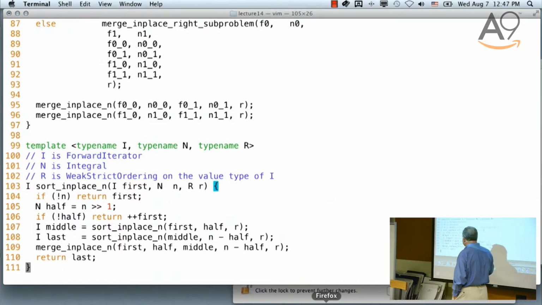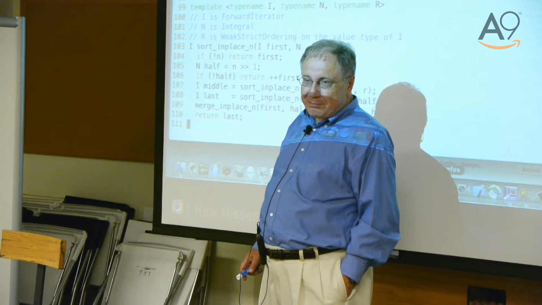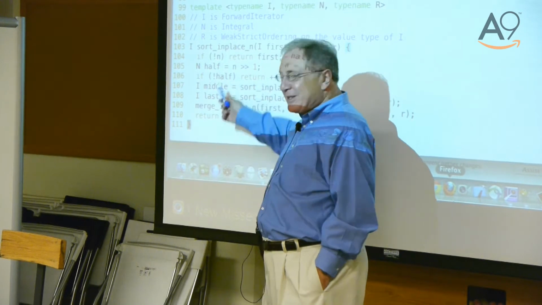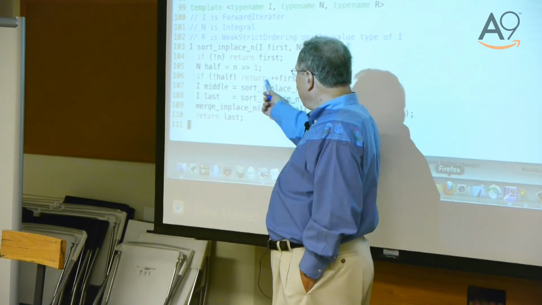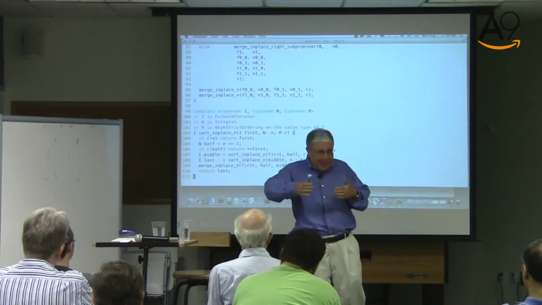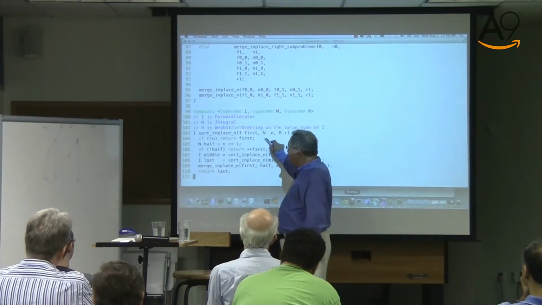So first, we say that when it's empty, we're done. Everybody agrees that it's really simple to sort an empty range. Okay. By the way, if it's one element, it's as easy as no elements. We compute the half, and if it happens to be zero, meaning it was one, we return plus plus first. The end, we still need to do plus plus because it's not an empty range, it's a one element range. So everybody agrees with this thing.